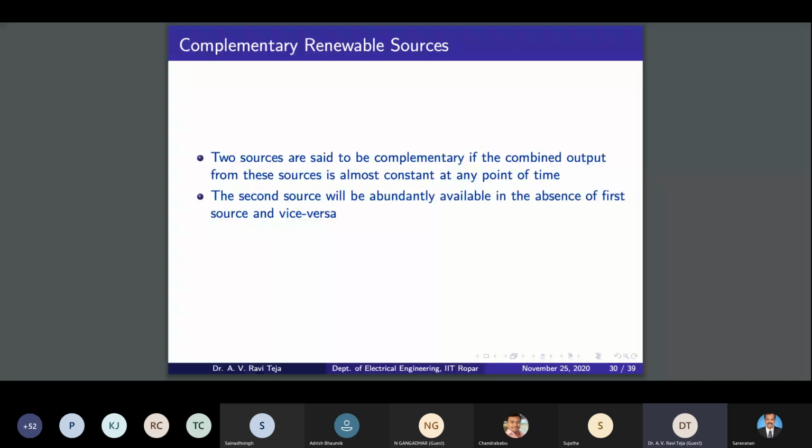So what are the advantages of complementary sources? If I use complementary sources, what are the advantages? Input power will be almost constant at any instant of time.